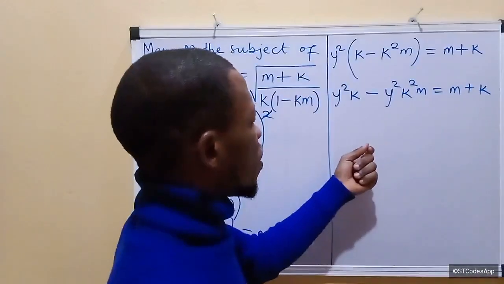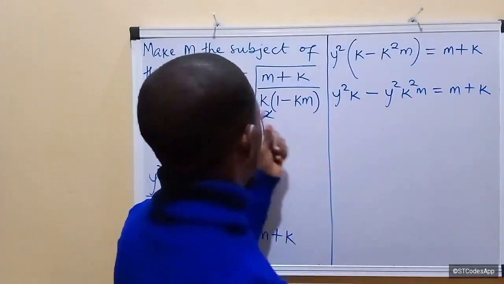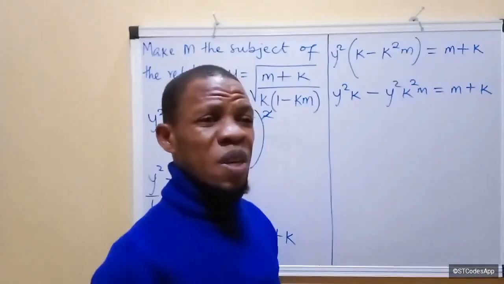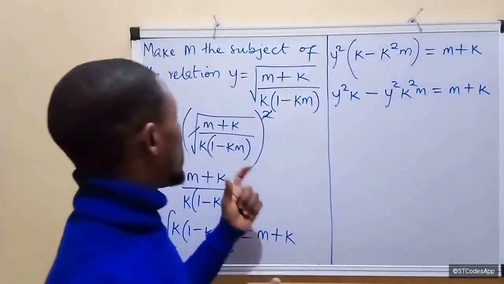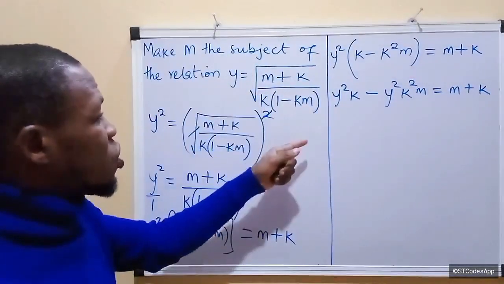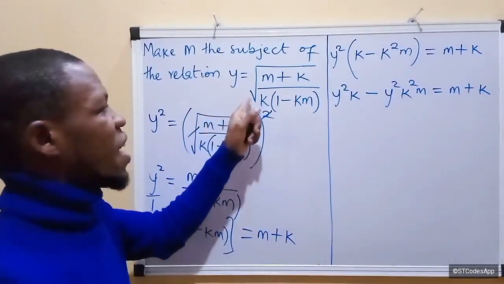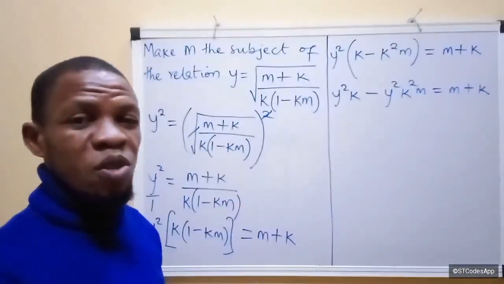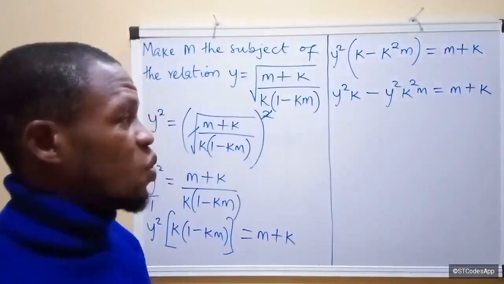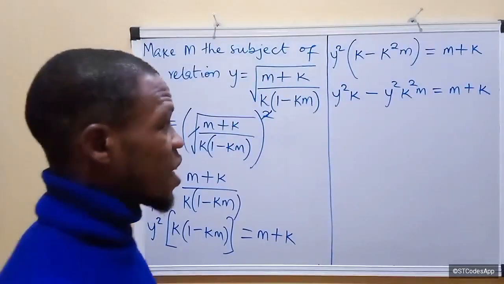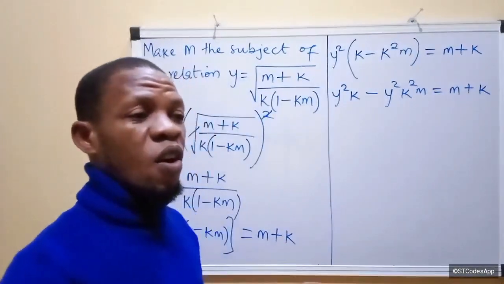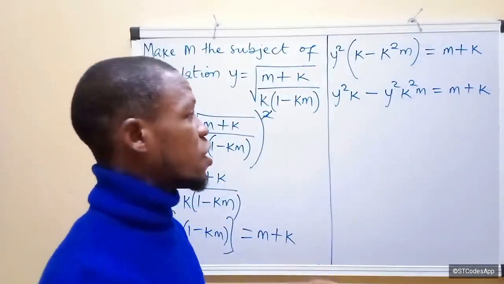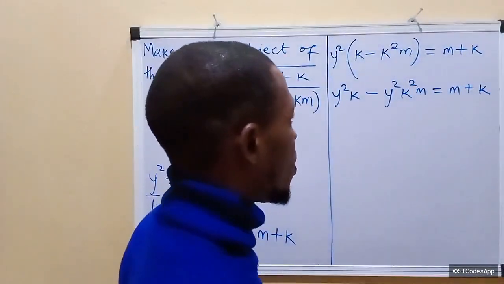At this point, remember we want to make m the subject of the formula, and what it simply means is to make m be the head of the equation, just like we have y as the head of this equation, meaning m is going to stand alone on one side of the equation. That's exactly what it means to make a letter the subject of the equation or subject of the formula.